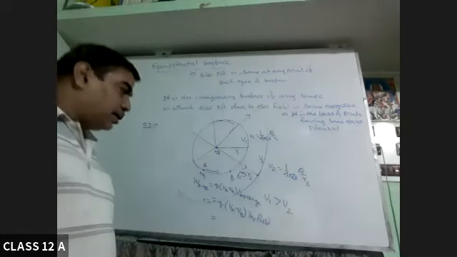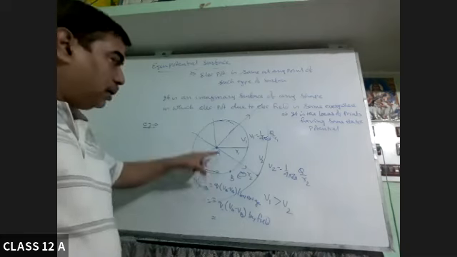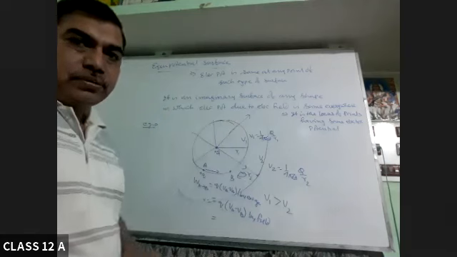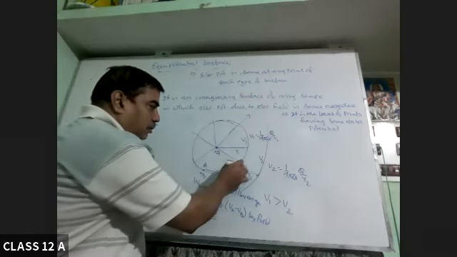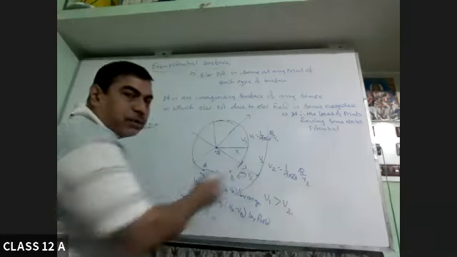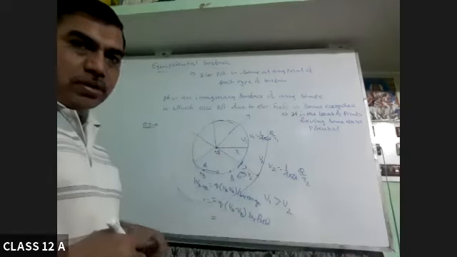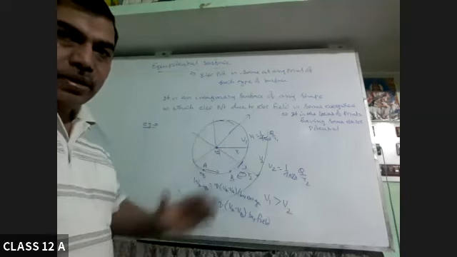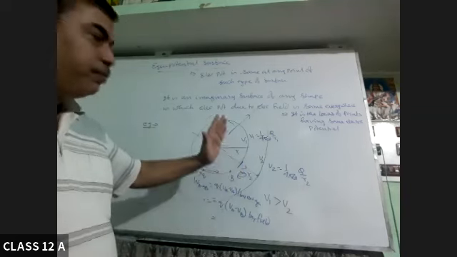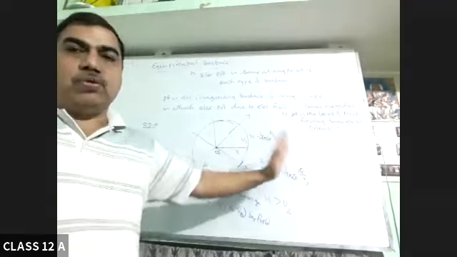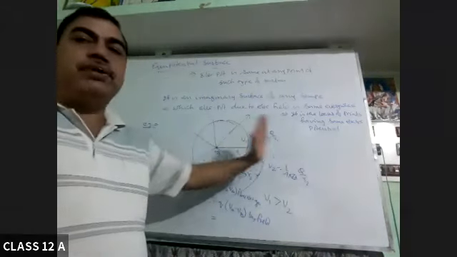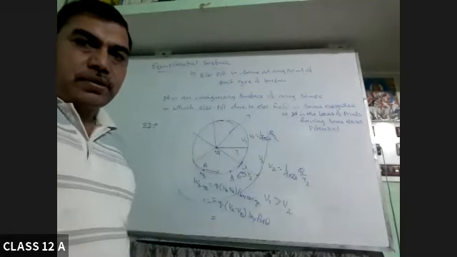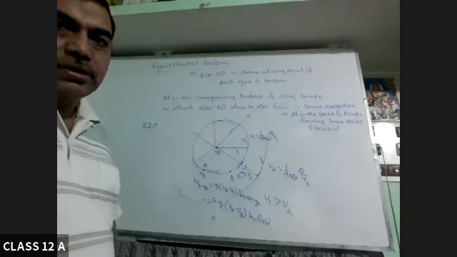Now, what is the other characteristic? These electric lines of force will always be perpendicular to the surface. If you consider the tangent here, the electric lines of force are perpendicular. The direction of electric lines of force will be from higher potential to lower potential, from a higher equipotential surface to a lower equipotential surface. Got the points?